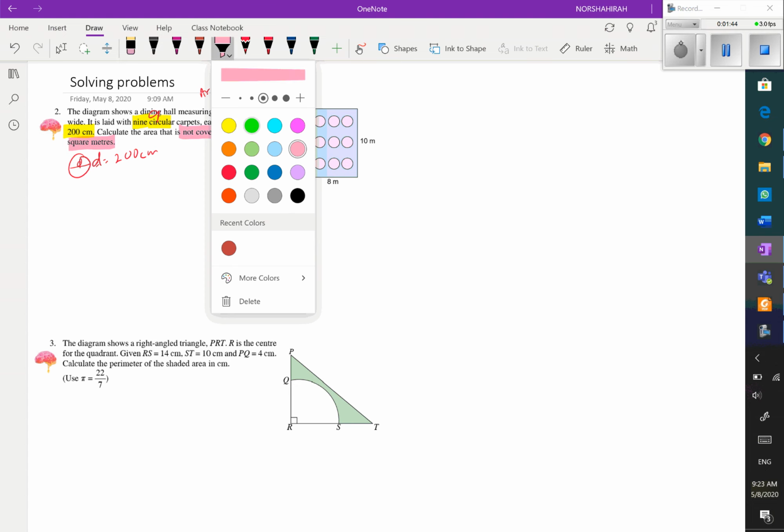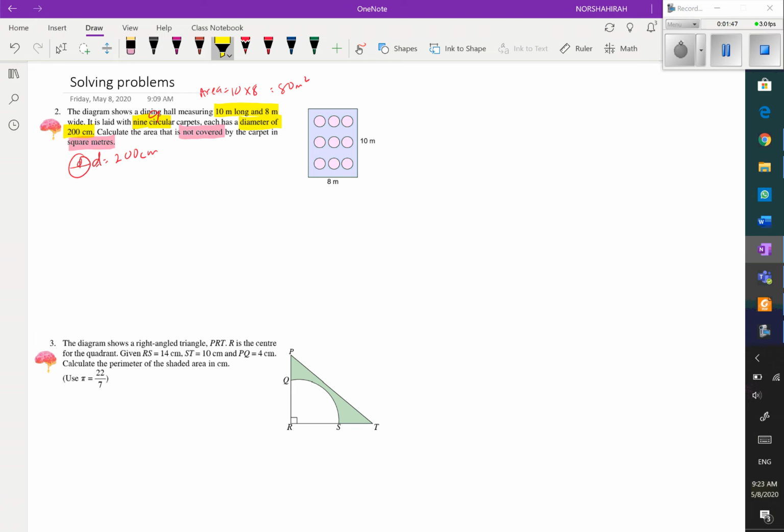So it means you kena samakanlah semua dia punya unit. Since dining hall ni dalam meter, diameter circle ni kita tukar kepada meter. So 200 cm equals to 2 meter. Alright, so we know that the area of the dining hall is a rectangle, so 10 × 8 is 80. Untuk dapatkan yang tak covered kawasan ni, area of dining hall kena tolak dengan area of 9 circle.